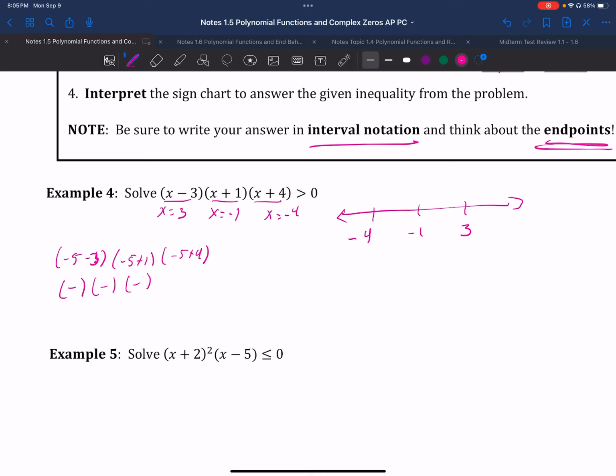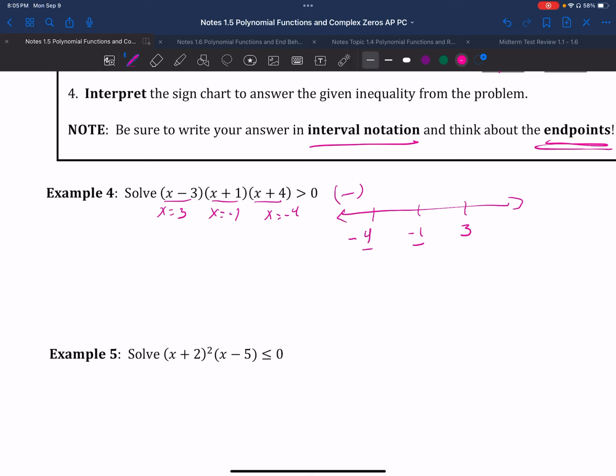So here, a negative times a negative will give me a positive. And then a positive times a negative will give me a negative. So now I know that from -infinity all the way to -4, my y values will always be negative, or below the x-axis. For the next part, I am going to pick a number between -4 and -1.